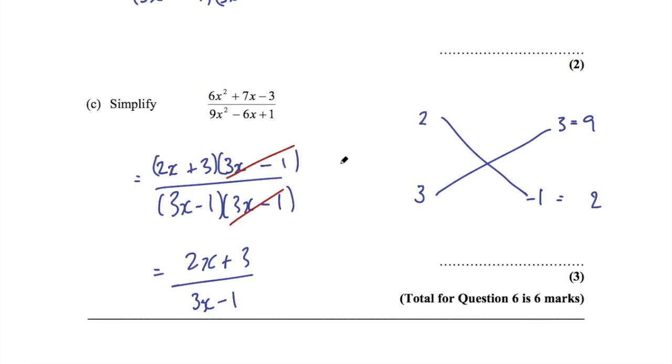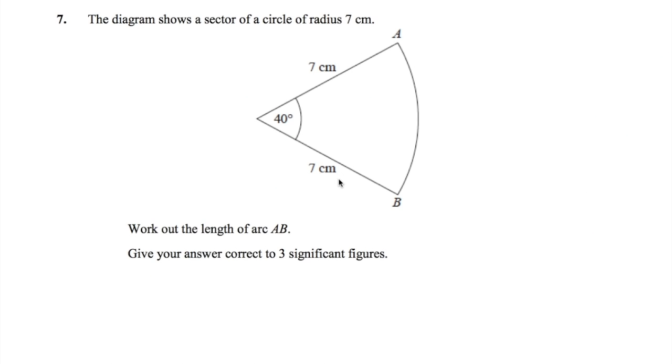Question 7 says the diagram shows a sector of a circle of radius 7 centimeters. Work out the length of arc AB. Give your answer correct to three significant figures. So here you need to know how to find the arc length, and you need to know how to find the circumference of a circle, because the arc length is just a fraction of the circumference of a circle.